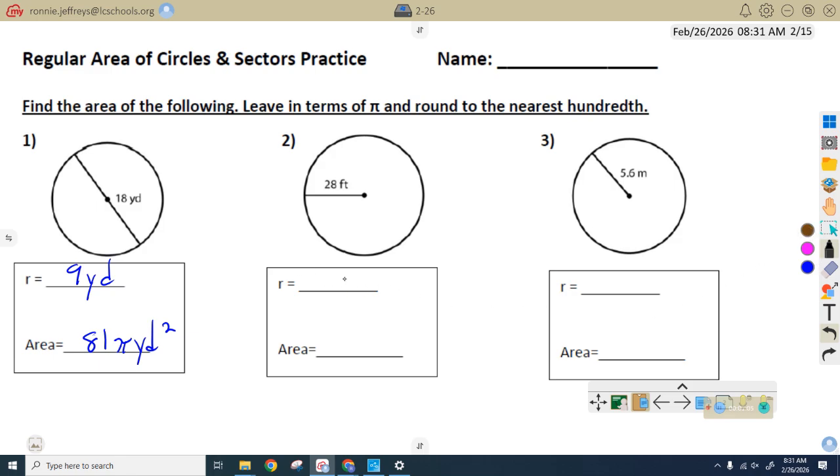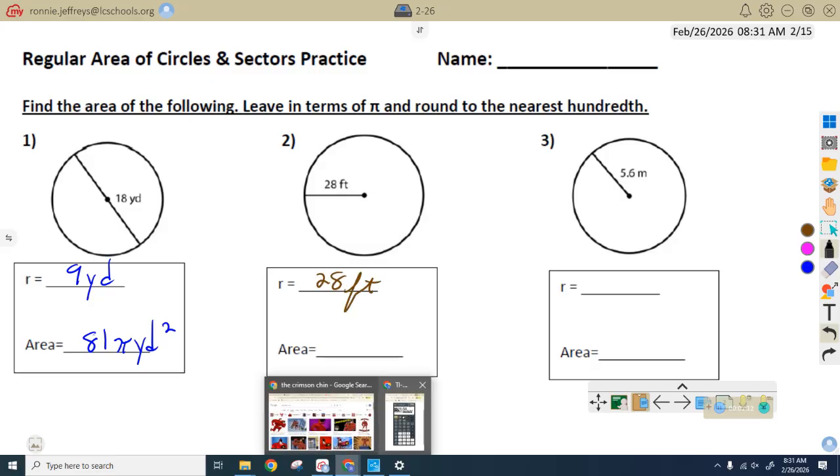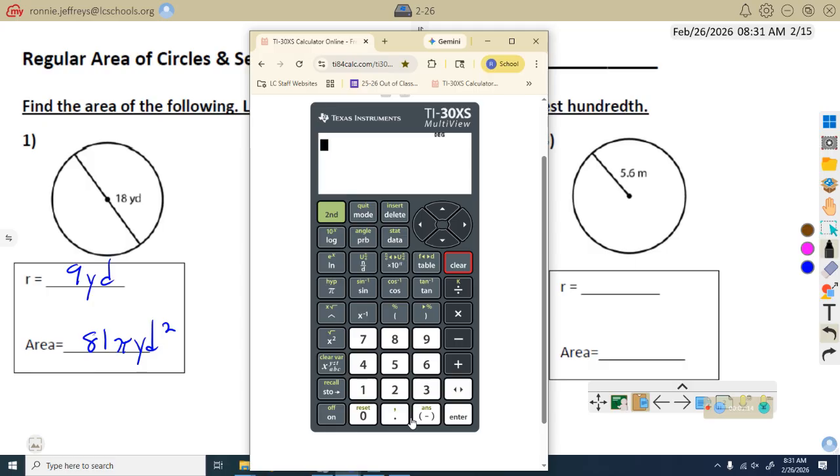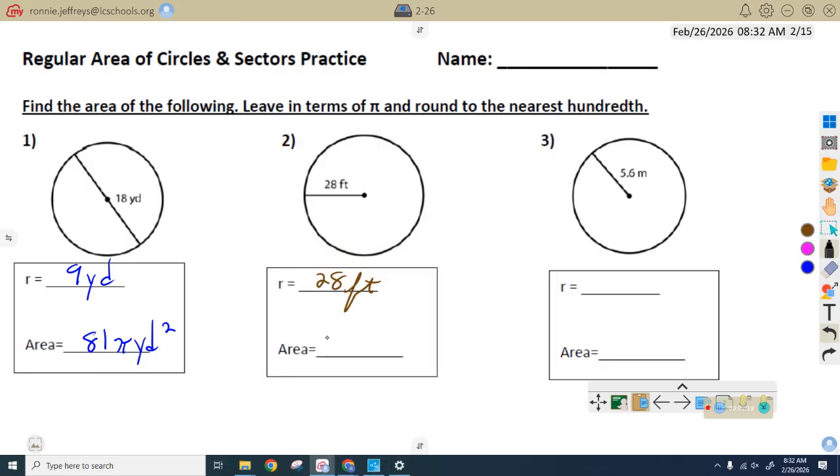Number two, your radius is 28 feet. Okay, I can't do that one in my head. So 28 squared, 784 pi feet squared. Yeah. It refroze. Let's see if it won't do it again. All right, there we go. Too many screens.